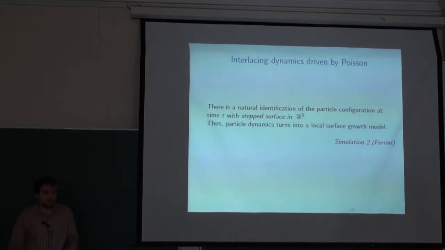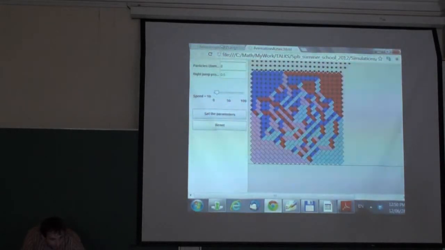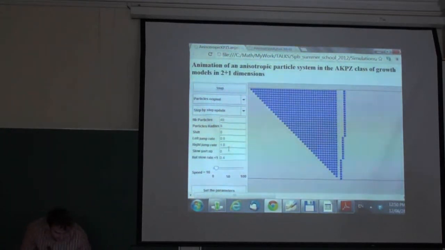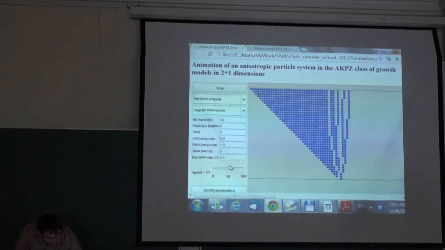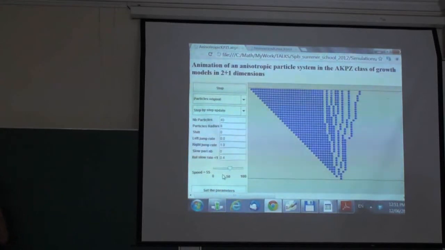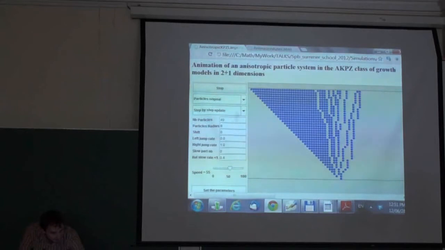So let me show you another simulation of how all these things evolve. It's again written by Patrick Ferrari, not this one. So first, that is our particle configuration that we start from. Let's start the dynamics and see how it evolves. You see that particles start to jump. We can give more time. So something is happening.